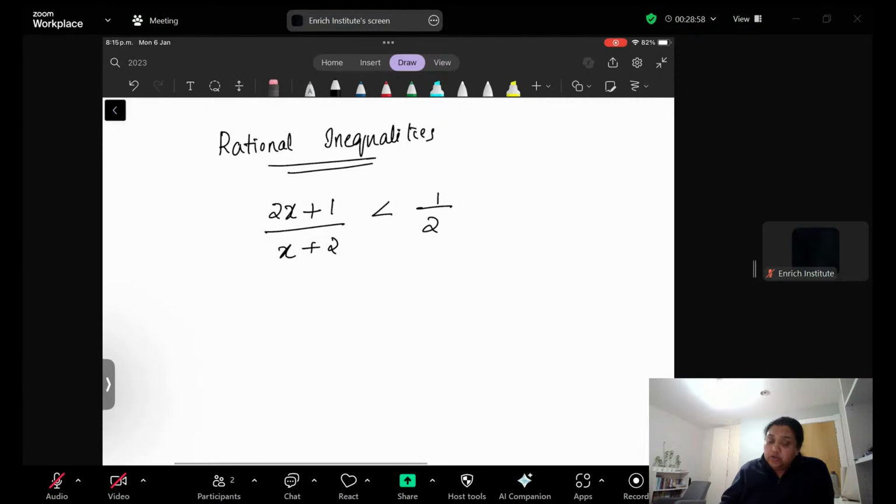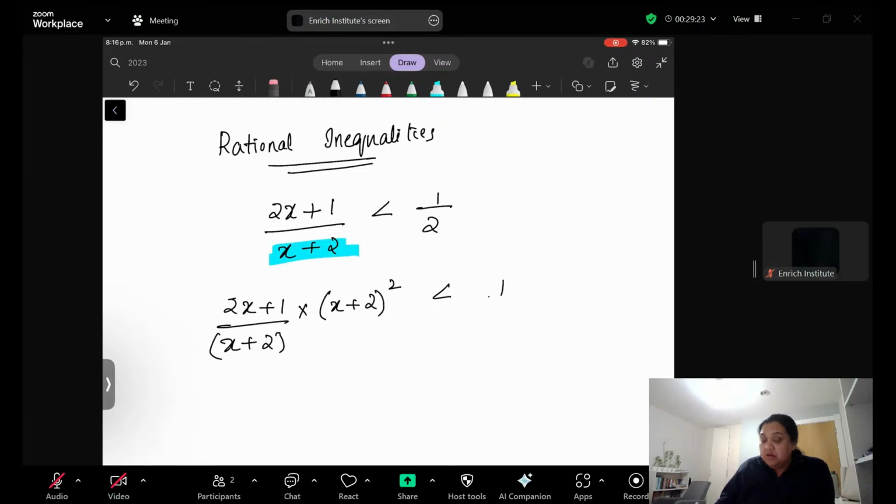What you should do with rational inequalities, whenever you see some rational inequalities like this, is multiply both sides with the square of the denominator. So you take the denominator and multiply both sides with the square of the denominator. What you will do in this case is take 2x plus 1 divided by x plus 2, and then multiply this with x plus 2 the whole square, less than 1 by 2 times x plus 2 the whole square.